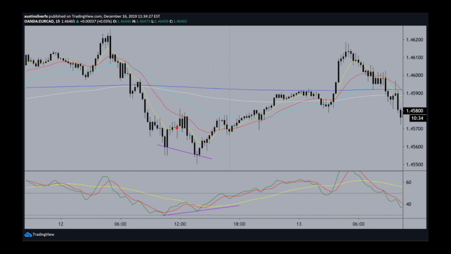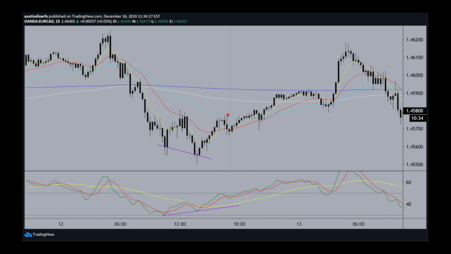Here on the bottom of EURCAD, we're looking at the RSI reaching oversold, price action jabbing down one more time, a little bit lower than the previous low, RSI not making a jab lower at all, showing us a rise. So with the RSI rising and price action falling, what happens? We know the market can change now. We know something can happen.